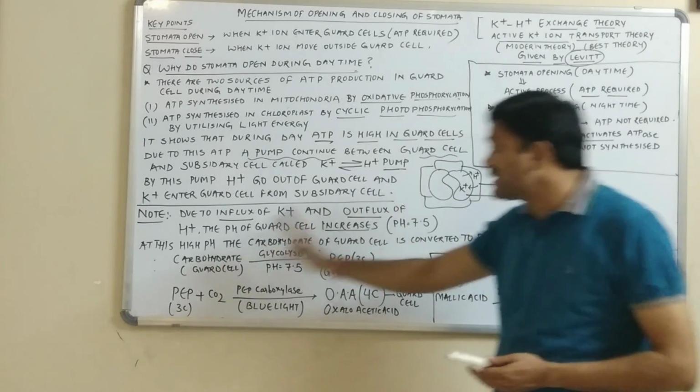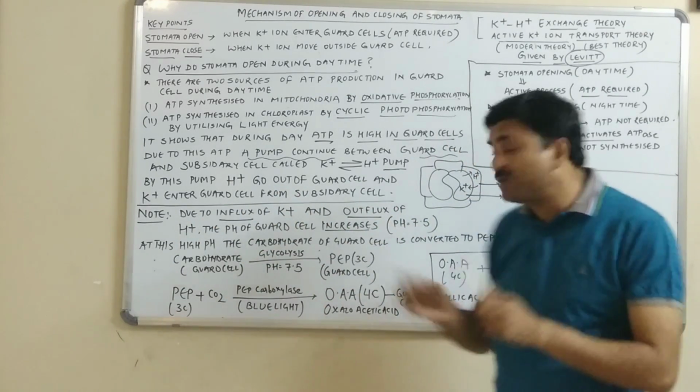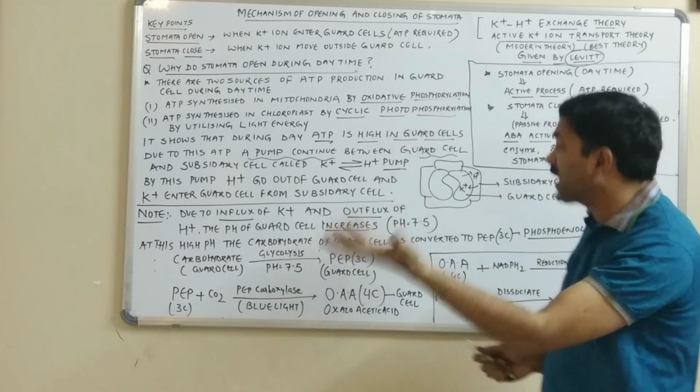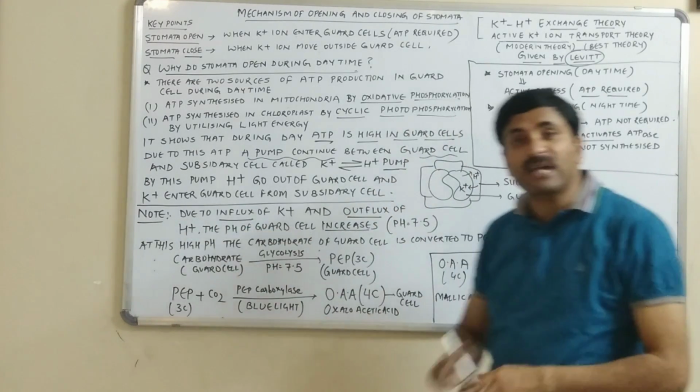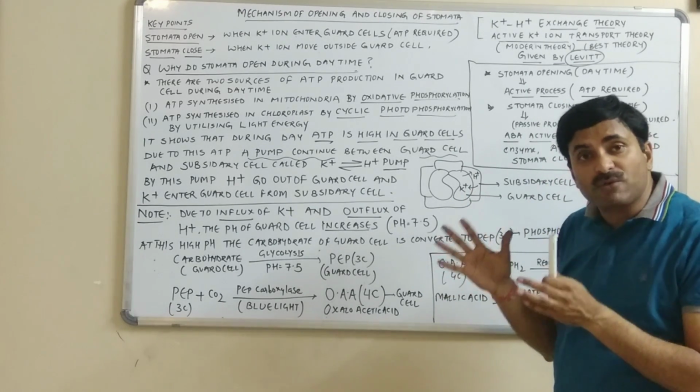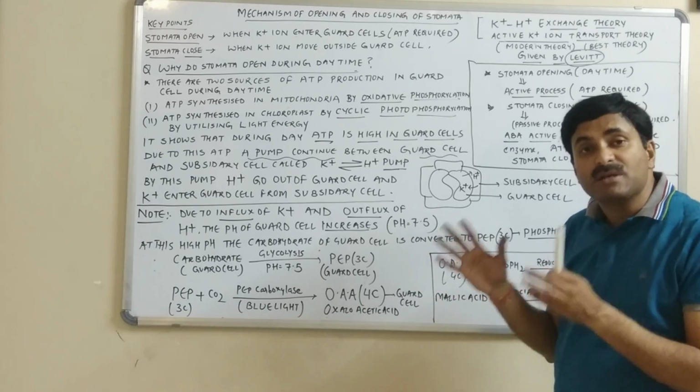Okay, so we can say that due to the influx of the K plus ion and due to the outflux of the H plus ion, what happens? The pH of the guard cell increases, and the pH of the guard cell during the daytime becomes 7.5.